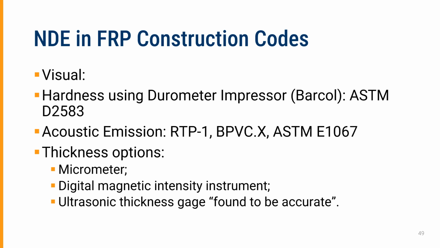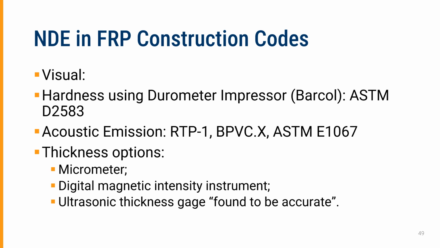ASTM D2583 covers that. Acoustic emission testing is used in RTP1 in the Boiler and Pressure Vessel Code Section 10. It's also covered in standard ASTM E1067, and it's also included in Boiler and Pressure Vessel Code Section 5.